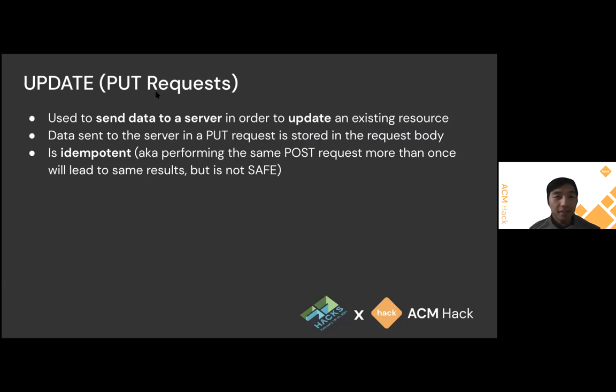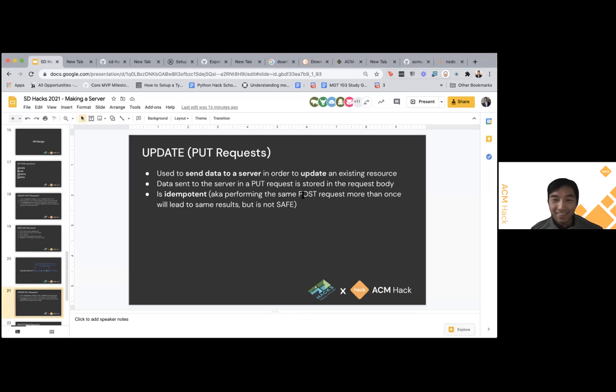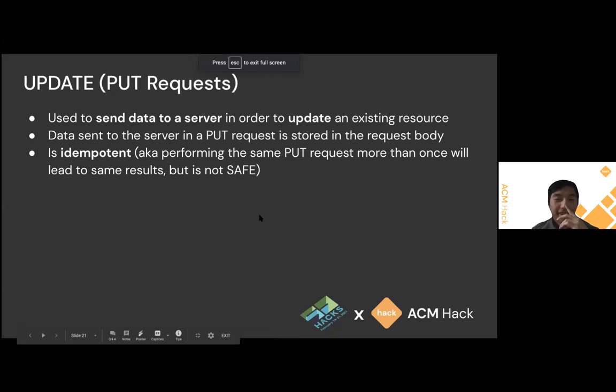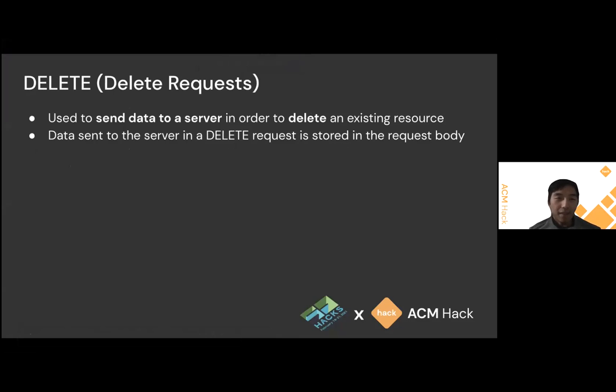And then to do updates, it's an HTTP PUT request. This just means you want to update a resource or update your data. This is idempotent, which means that if you perform the same PUT request more than once, it'll lead to the same result. And then there's a DELETE request, and this just deletes an object.